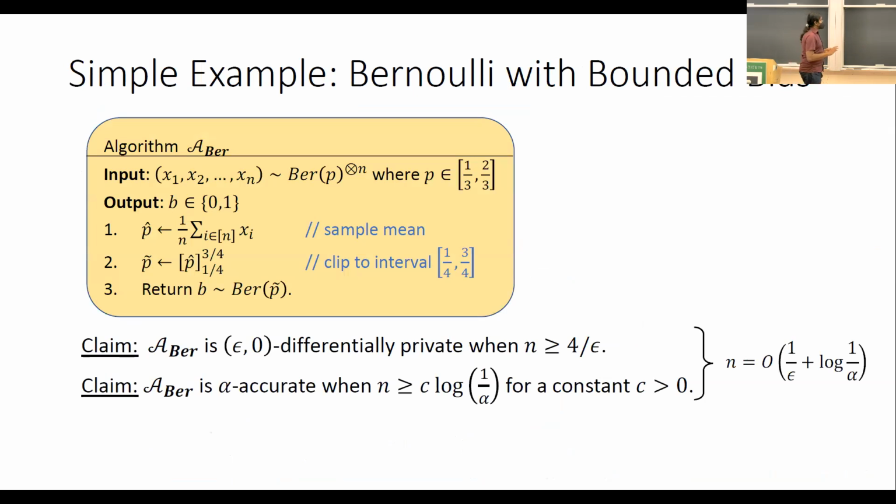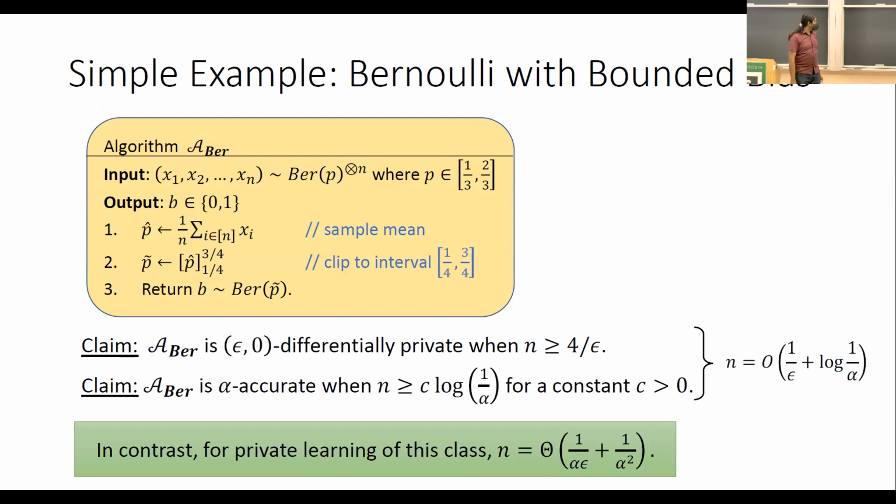So just to contrast this with the sample complexity of alpha accurate private learning for this class, it's equal to 1 over alpha epsilon plus 1 over alpha squared, and you can see that the dependence on alpha is significantly better. And if you have, instead of one Bernoulli, products of d Bernoullis, you can just naively apply composition of pure differential privacy, and things will scale as square root of d. So that's where you get this bound.